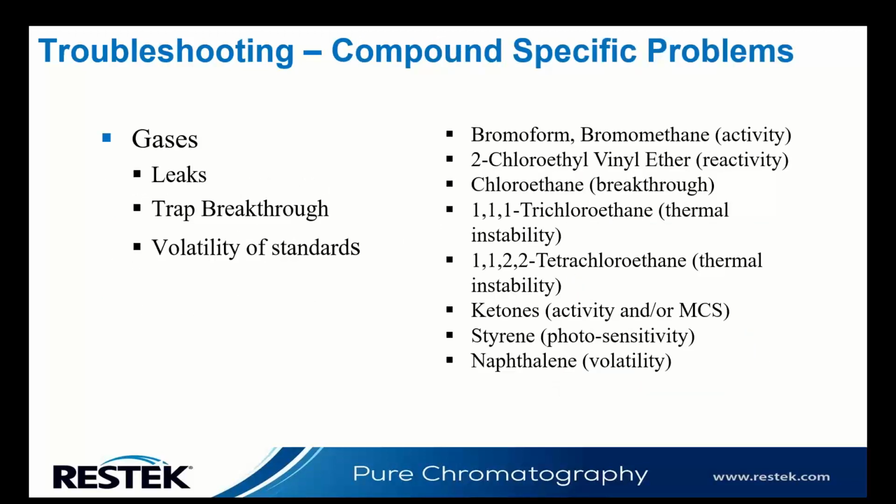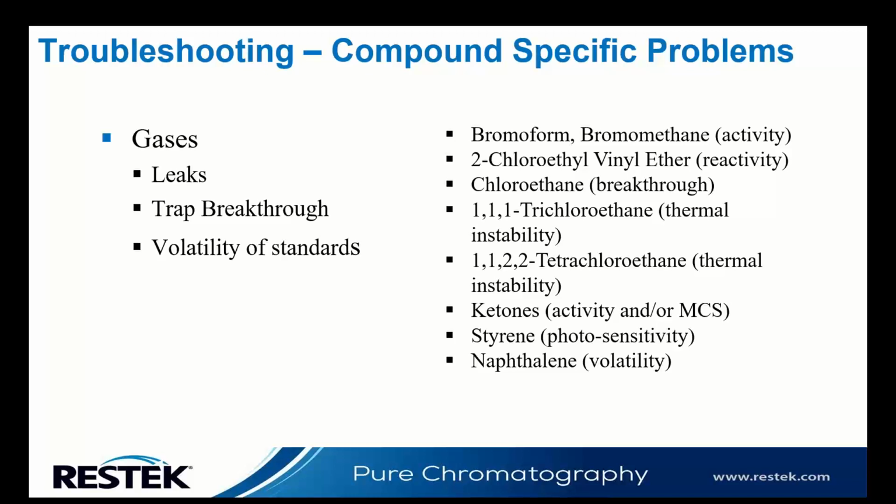So troubleshooting compound-specific problems, bromoform's a difficult one, right? Because it's active, but it also doesn't purge well either. So we have low bromoform response. We don't know exactly what's causing it because we could have activity in the transfer line, less likely in the injection port, or we could have our purge conditions aren't set correctly.